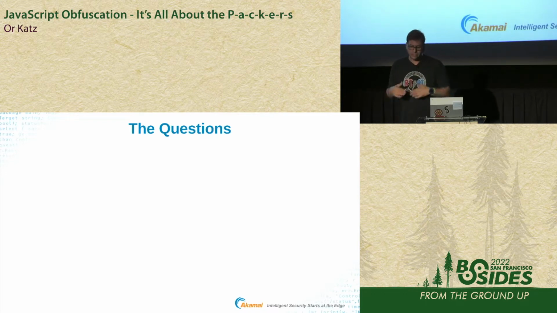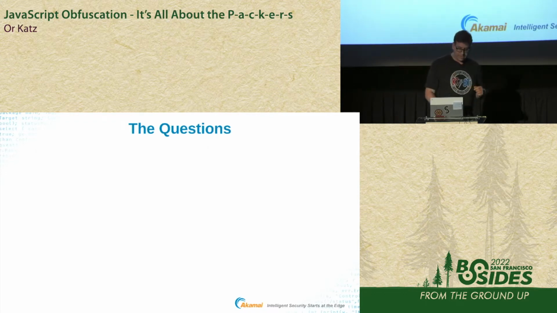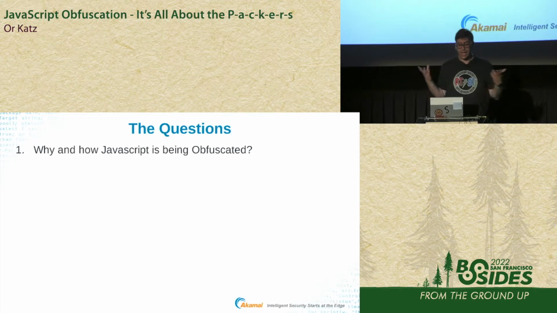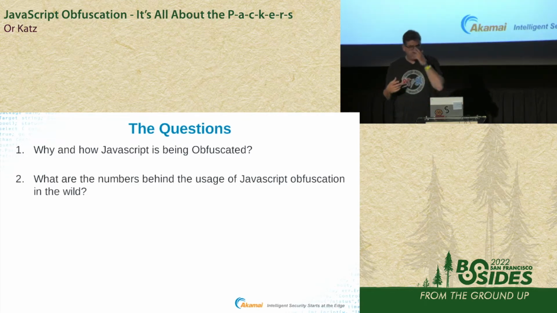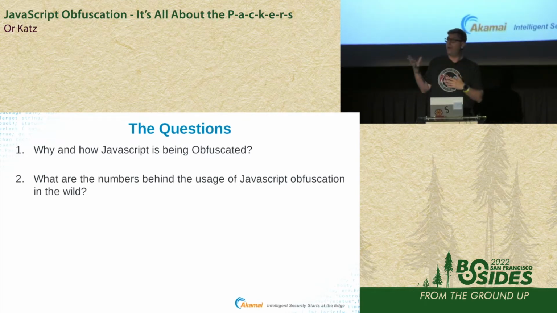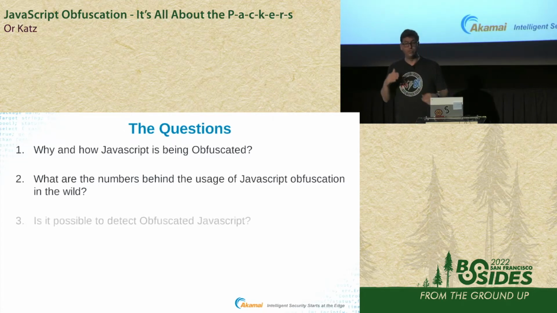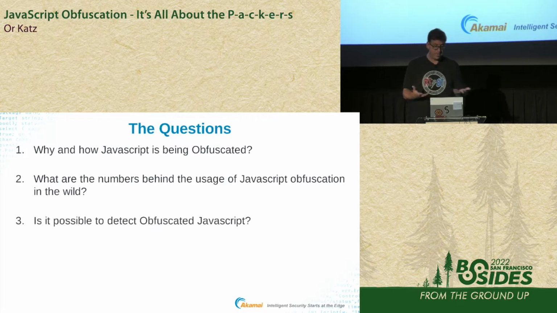I started the project with a couple of questions that I had in mind. The first question is why and how JavaScript is being obfuscated, and we'll go through that and answer that question. The second question was, what are the numbers behind the usage of JavaScript obfuscation in the wild? And that's an interesting one. I didn't know the volume or the scale of that problem, and as part of the research, I wanted to know that answer and be able to report on it.